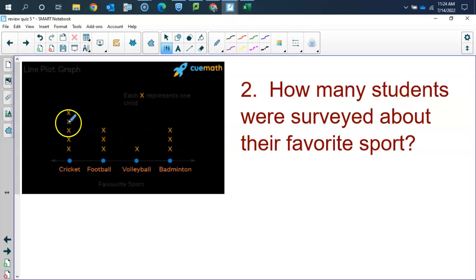Well, each one of these X's represents a person. So we got 5 for cricket, 3 for football, 1 for volleyball, and 3 for badminton. When you add that all together, you get 12 students.